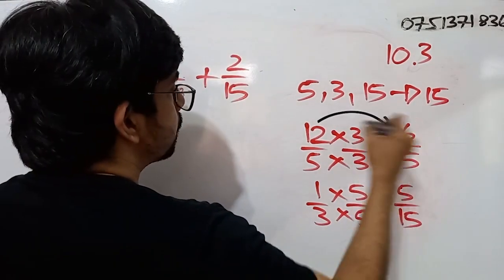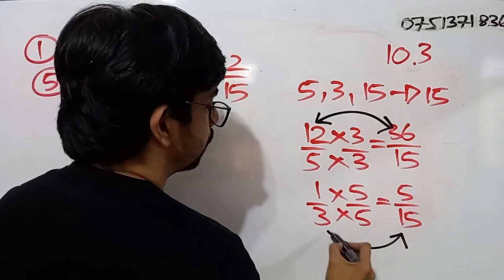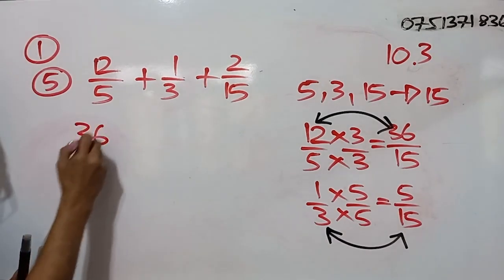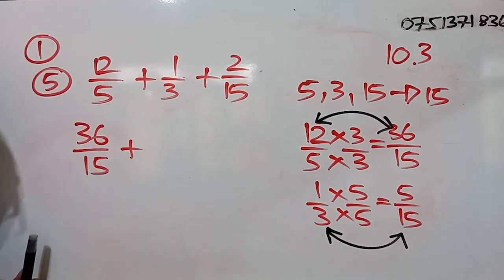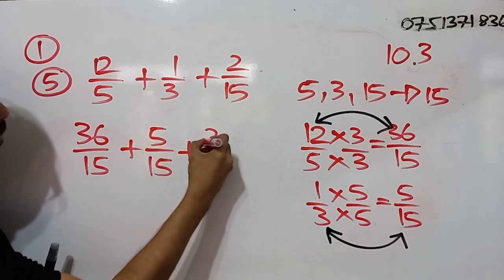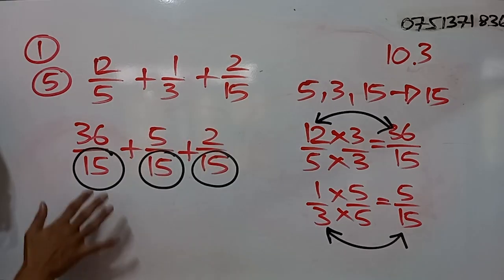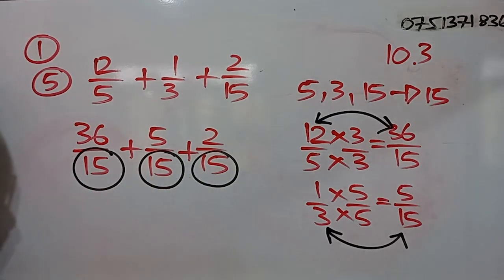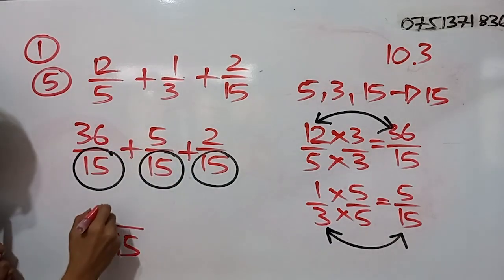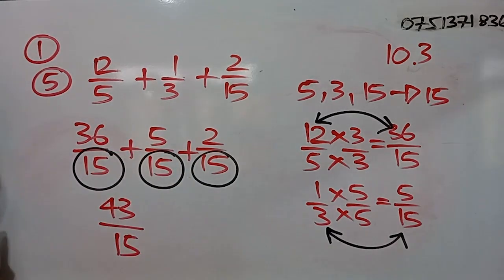Now these two fractions are what? Equivalent fractions. So under 12 by 5, I can write 36 by 15. And under 1 by 3, I can write 5 by 15. Then 2 by 15. Now all three of these fractions have the same denominator. So the answer will have the same denominator, which is 15. What will be the numerator? Simply we have to add these values. So it will be 43.